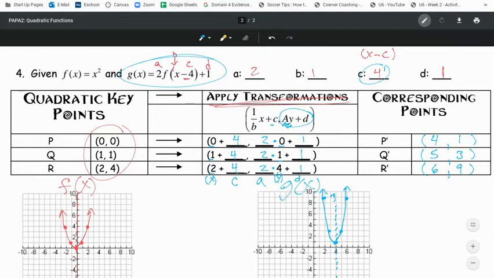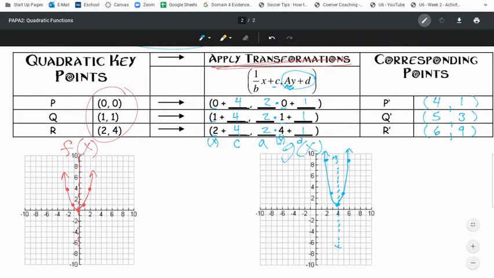So if I wanted to list out the transformations, I look at how it went from f of x to g of x, and those transformations were a vertical stretch, shifted right 4 units, and up 1.